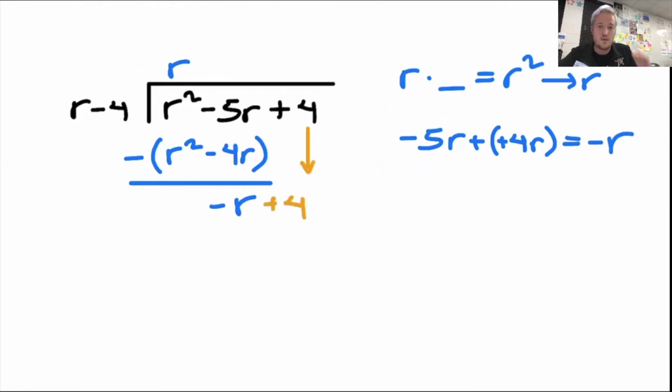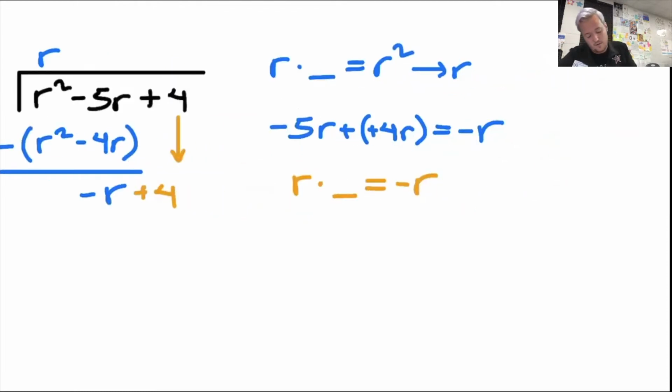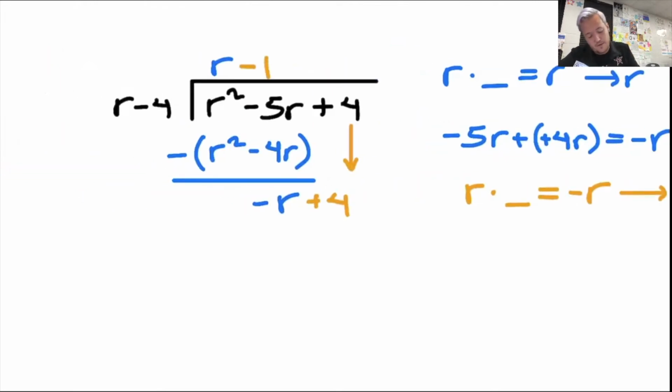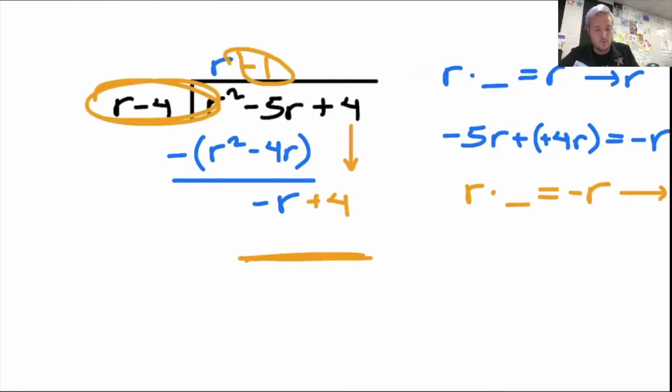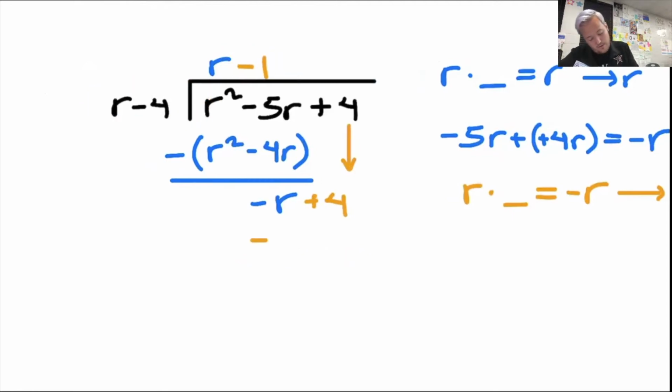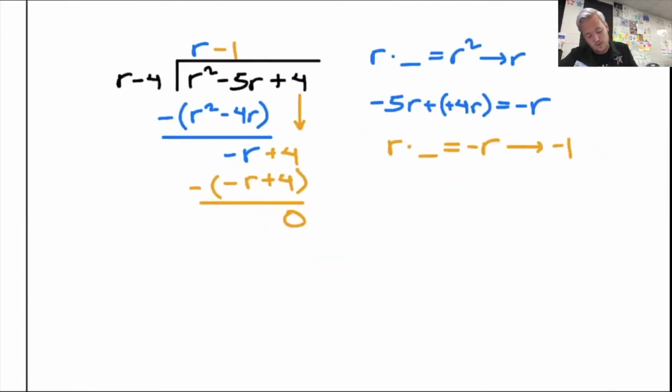All right, so once again, look at the leading term. So r times what value gives you negative r? So r times some value gives you a negative r. So that value is a negative 1. So I'm going to write that up here. Now I just want to write negative 1 times r minus 4, which is written down here. So we're going to have negative r plus 4, which is the exact same. So when we subtract, we have a remainder of 0. So our quotient here is r minus 1.